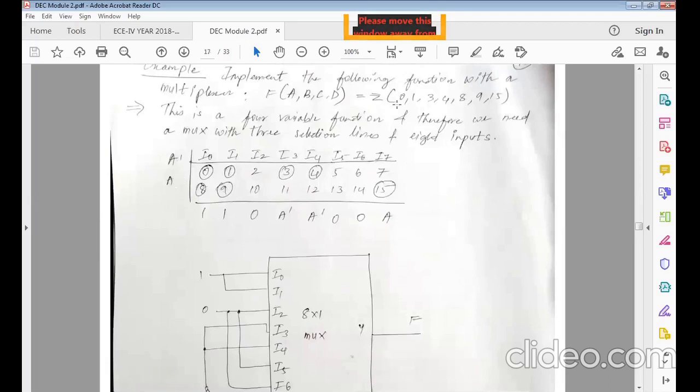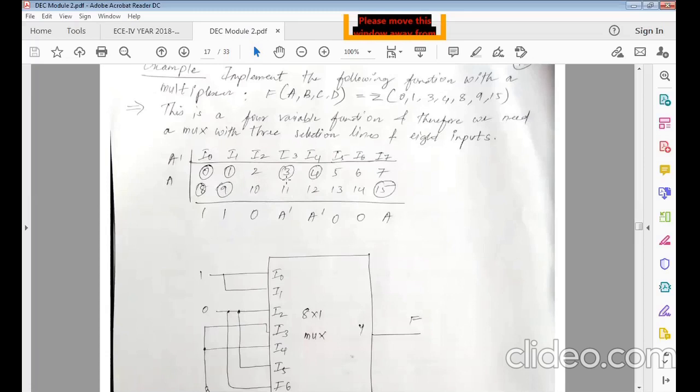Okay, so we are just highlighting 0, 1, 3, 4, 8, 9, 15. So these are highlighted. As per the rule, if both are circled in the same column, now just see along this column, 0 and 8 both are circled. So if both are circled, it will be a 1, right? If both are not circled, then it is going to be a 0.